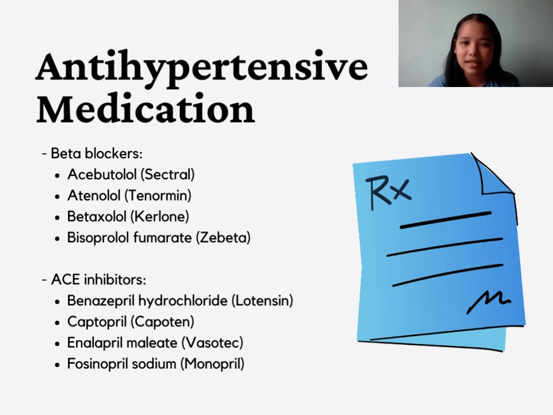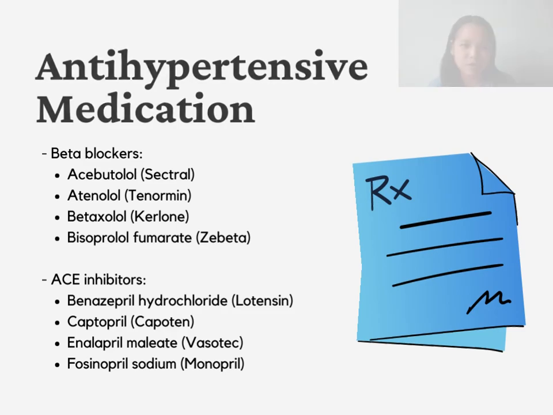Next, we have the ACE inhibitors, wherein ACE stands for angiotensin converting enzyme. Angiotensin is a chemical that causes the arteries to become narrow, especially in the kidneys, but also throughout the body. ACE inhibitors help the body produce less angiotensin, which helps the blood vessels relax and open up. Of course, that will lower the blood pressure as well. Some of the common ACE inhibitors are benazepril hydrochloride, captopril, enalapril maleate, and fosinopril sodium.